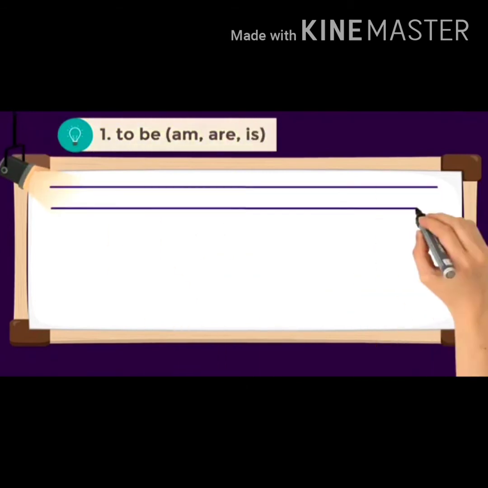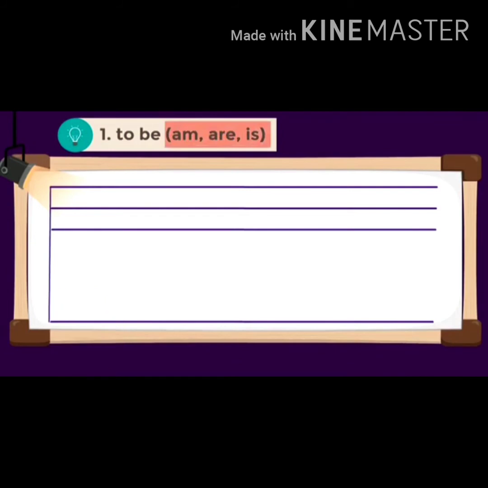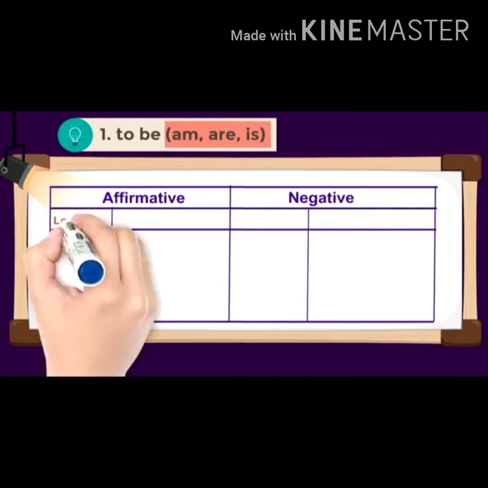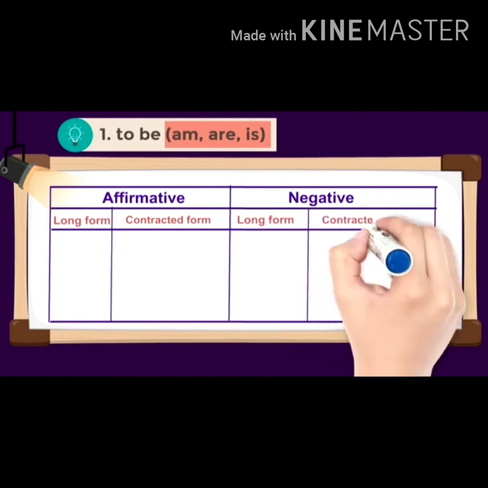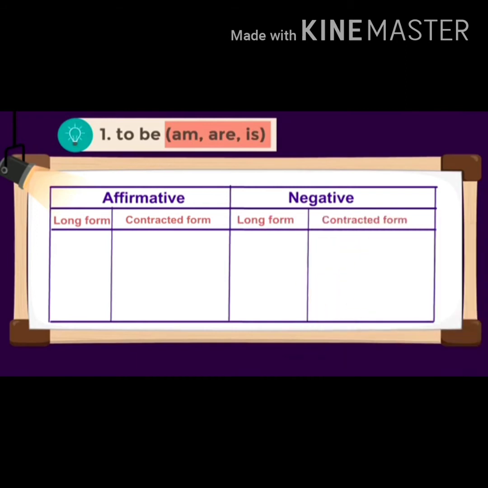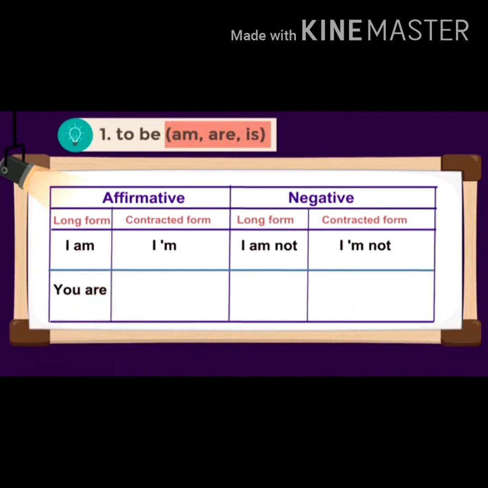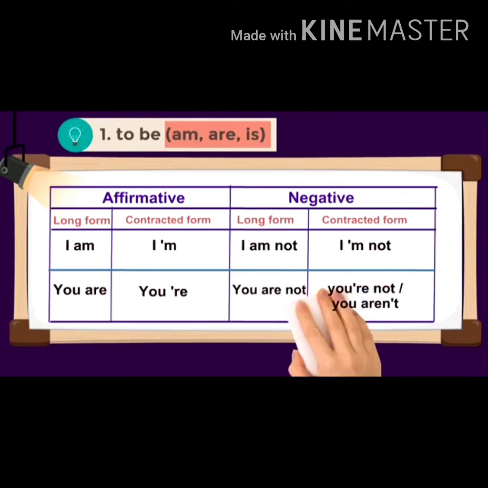First we learn forms with verb to be. See how to construct contracted forms with auxiliaries am, are, is. It is divided in two types. One is affirmative and another is negative. Observe carefully how to construct contracted forms. Also learn how to pronounce short forms. I am, I'm, I am not, I'm not. You are, you're, you're not, or you aren't.